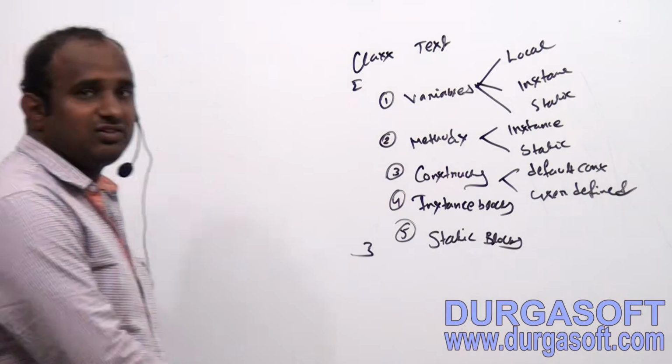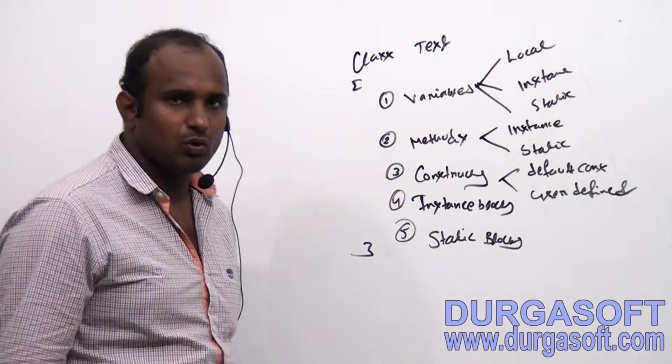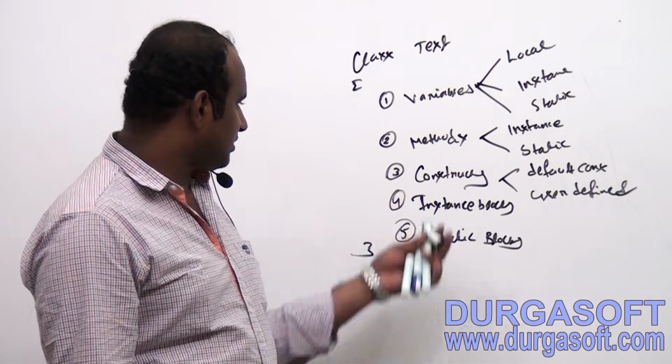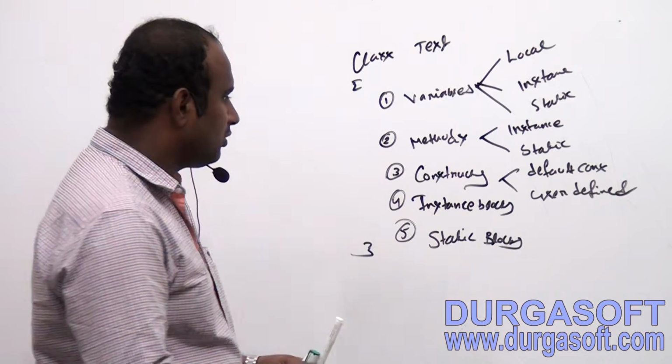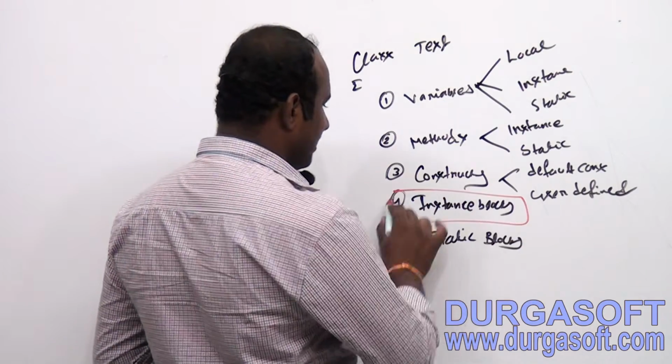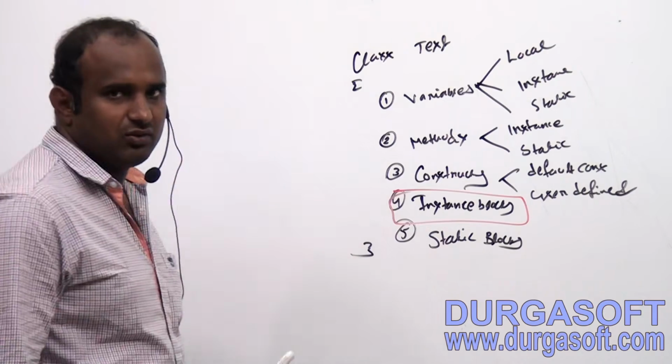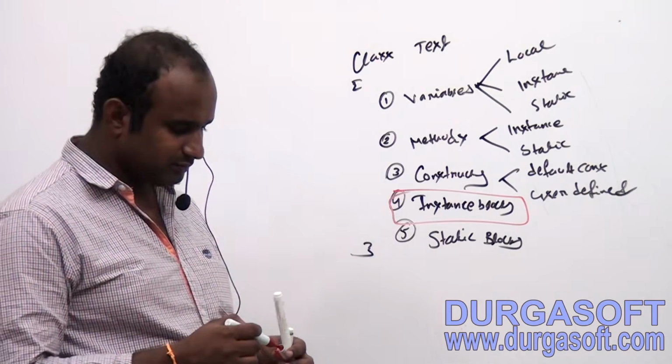Now tell me, the class contains generally how many elements? 5 elements: variables, methods, constructors, instance blocks and static blocks. In this video we will discuss instance blocks.